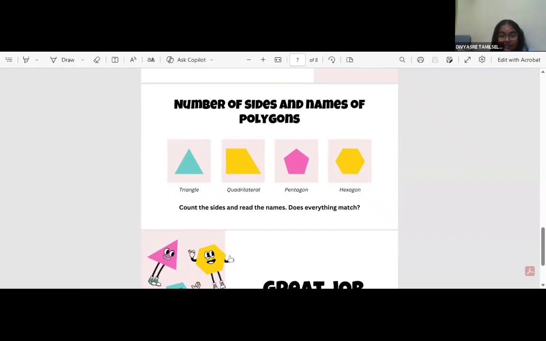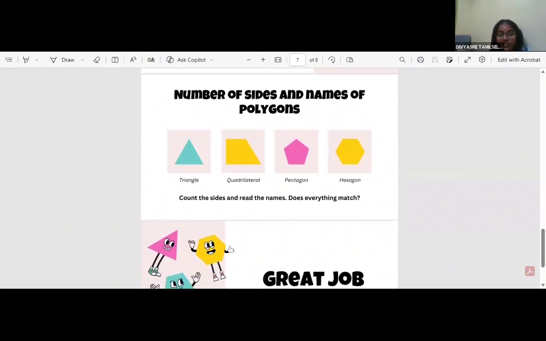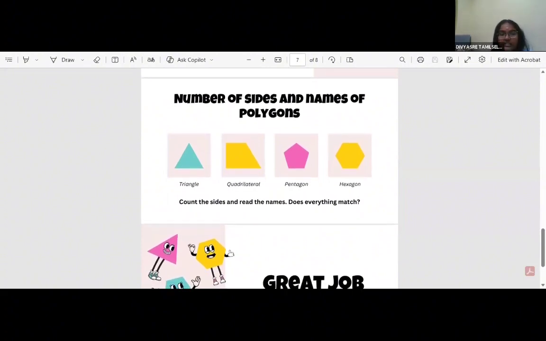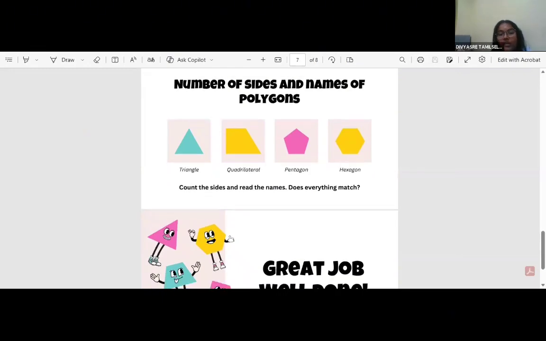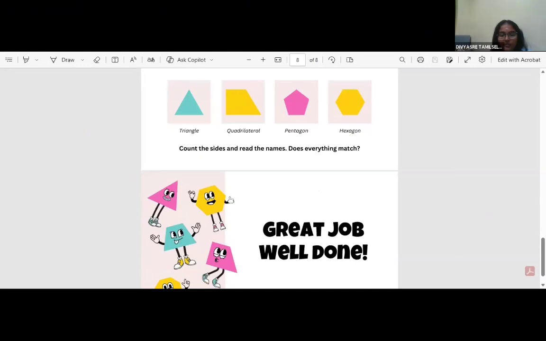Polygons are named based on the number of sides they have. Let's say the first picture here we have a triangle. It has three sides. The second one is a quadrilateral, which has four sides. A pentagon has five sides, and a hexagon has six sides. So remember, triangle is also a polygon. Why? Because it has straight lines and it is a closed shape. So now I hope you all understand and can identify the polygons. Let's move on to explore more about polygons in detail.